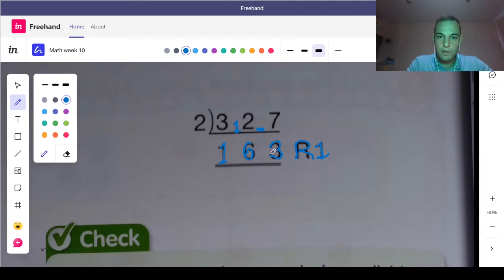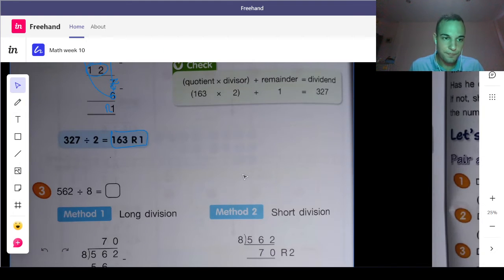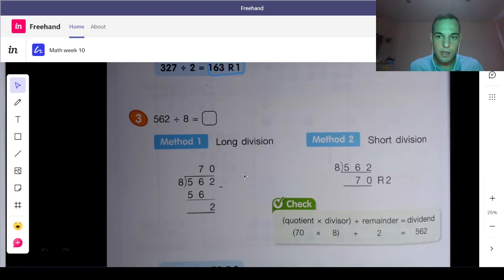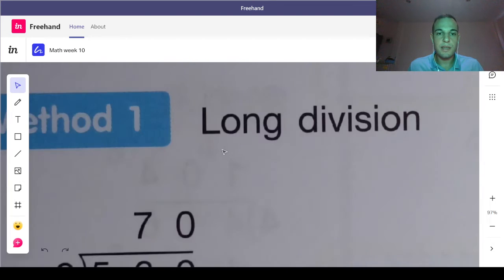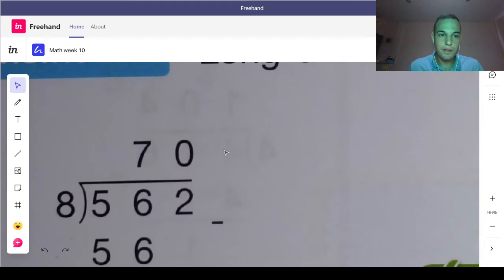Okay? So we have 2, 12, and 6, but we didn't write it down because we're doing the short division method. Okay? Next is another question. So let's take a look.